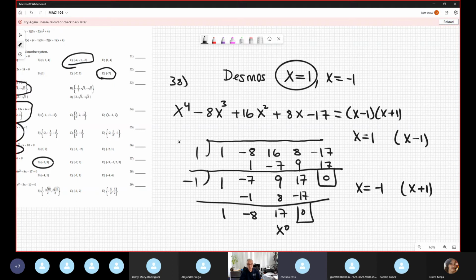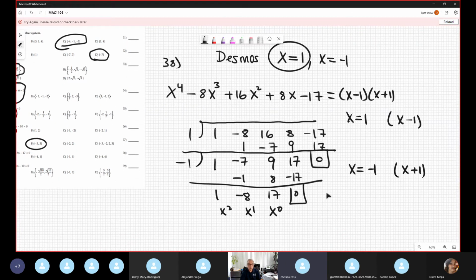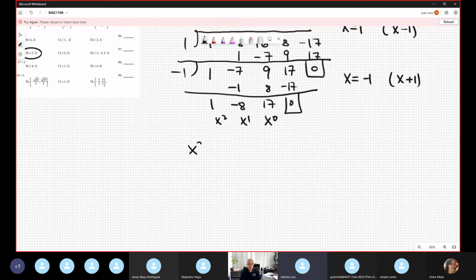It is x to the 0, x to the 1, and x to the second. We have no idea if it is quadratic irreducible or not. x squared minus 8x plus 17. To prove that it is irreducible quadratic, we can use either way, discriminant or quadratic formula. What do you propose, my guy? What do you like? Quadratic formula or discriminant?